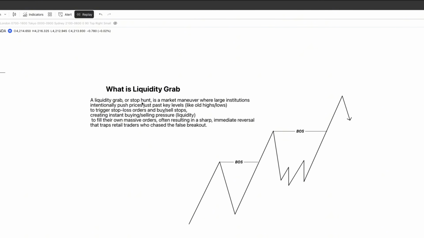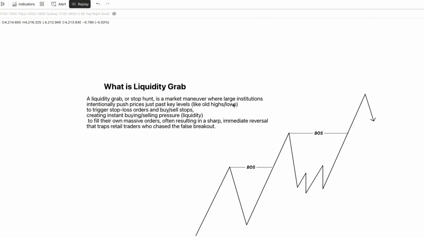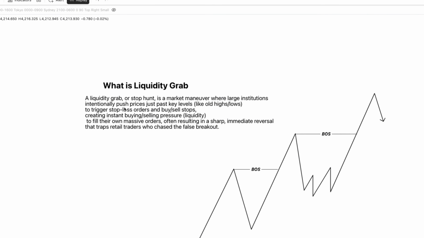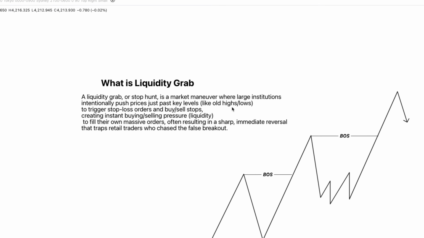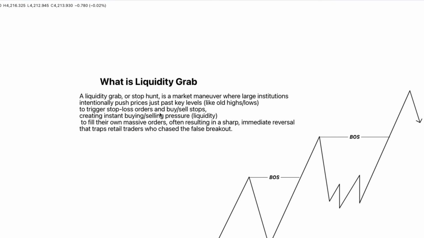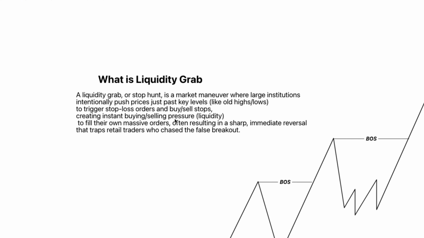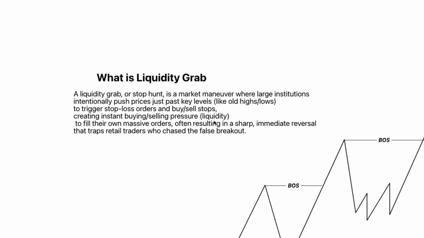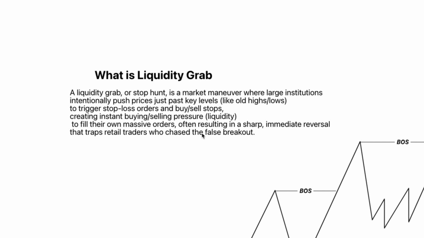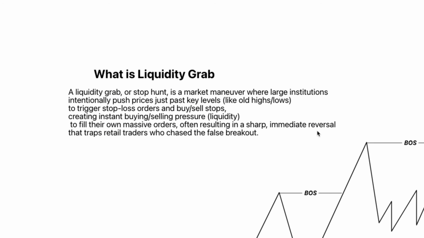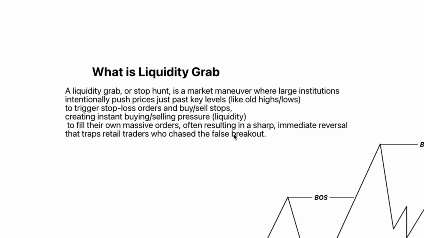Liquidity grab or stop hunt is a market maneuver where large institutions intentionally push prices just past key levels like old highs and lows to trigger stop loss orders and buy or sell stops, creating instant buying or selling pressure, and that's of course taking liquidity to fill their own massive orders, often resulting in a sharp immediate reversal that traps retail traders who chase the false breakout.